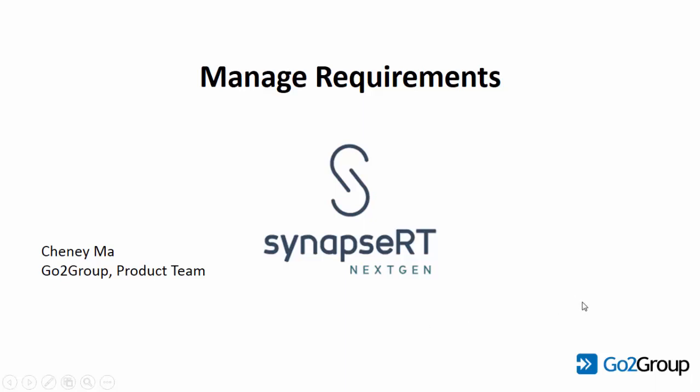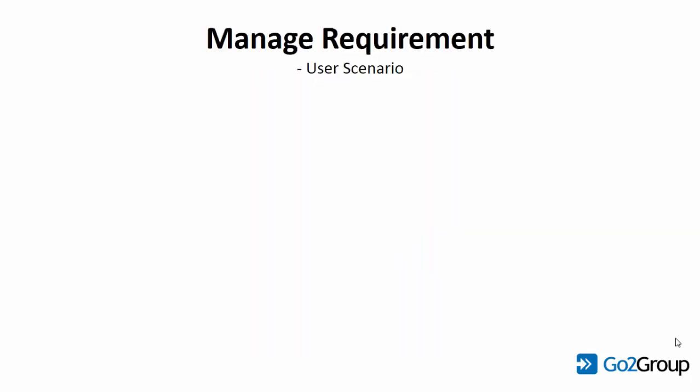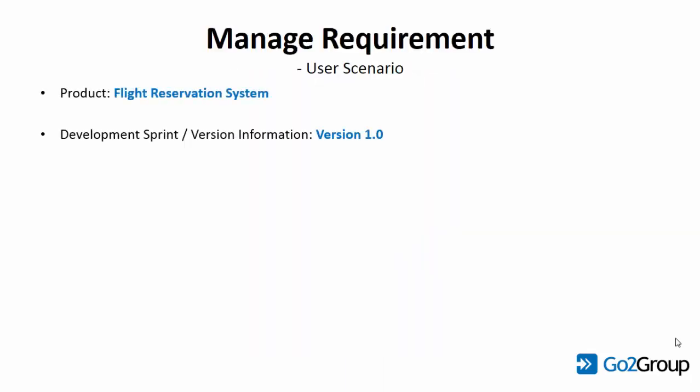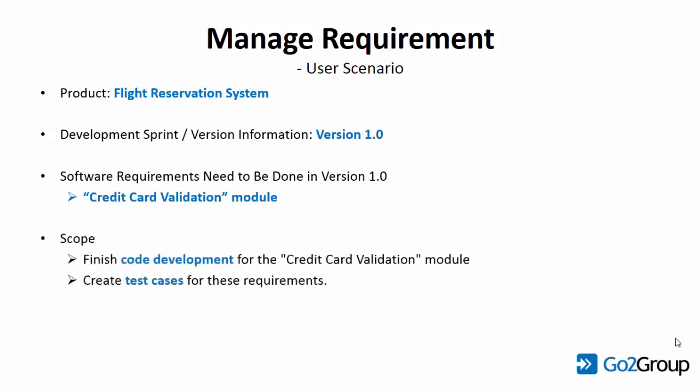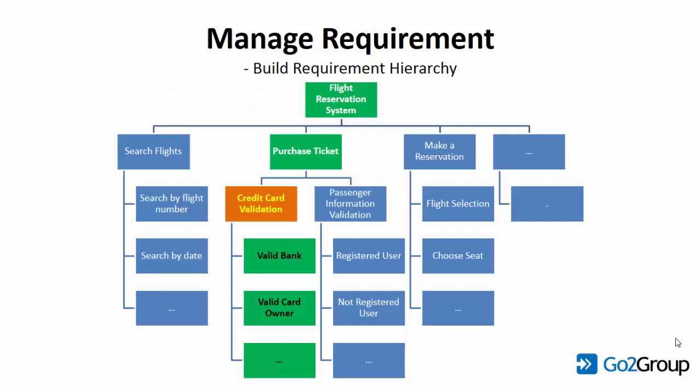In this video, I'm going to show you how to manage requirements for a flight reservation system. We'll start from a typical scenario using our application under test, the flight reservation system. Let's say we're working on implementing the credit card validation module in version 1.0. The scope for version 1.0 is to finish the code development for the credit card validation module and create test cases for these requirements. Here's the big picture of all requirements for our product.